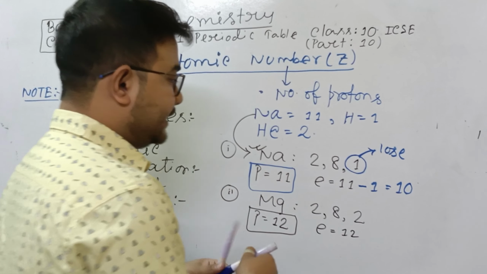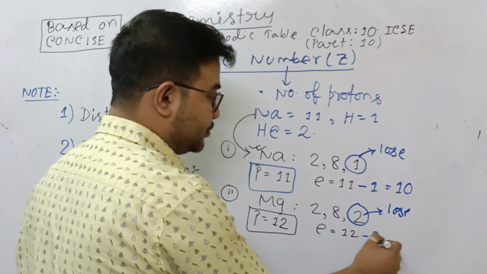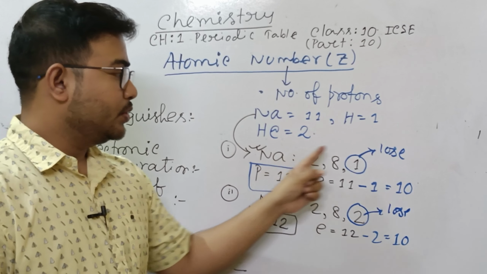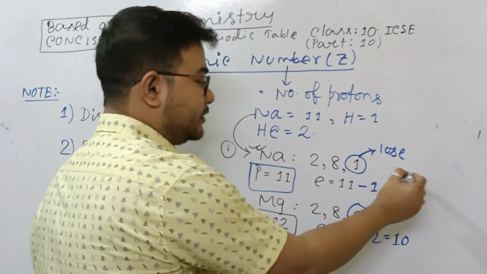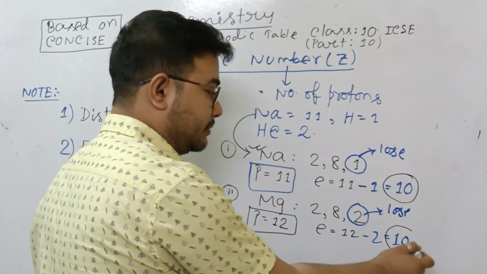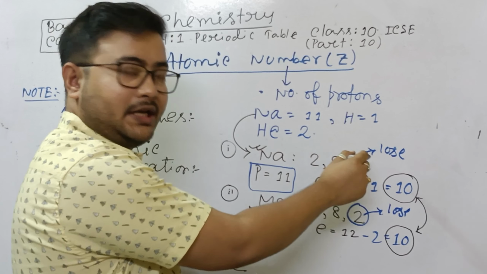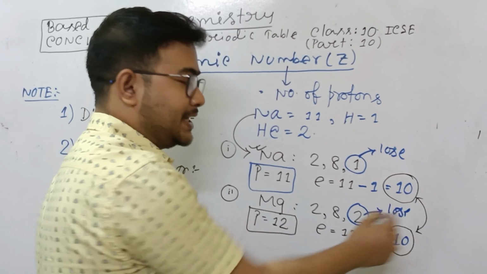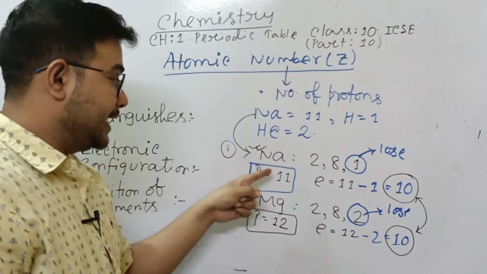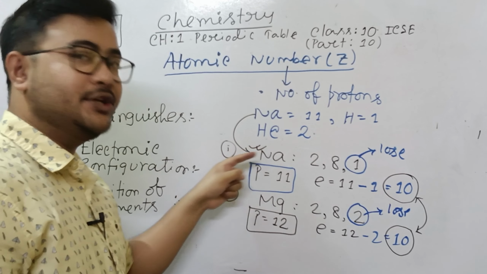But if magnesium loses 2 electrons from its outermost shell, so minus 2, then it becomes 10. So look at the board. In case of sodium, when it loses 1 electron, then its electron number becomes 10. In case of magnesium also, after losing these 2 electrons, the number becomes the same. So in case of sodium, after losing 1 electron, and in case of magnesium, after losing 2 electrons, their electron number becomes the same. But what about their proton number? Always different. So from the proton number we can distinguish the two elements.